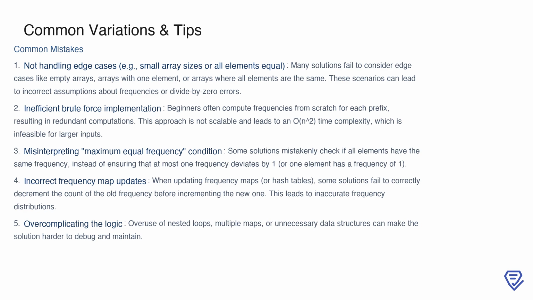Mistakes also occur in updating frequency maps. If you don't correctly decrement the count of the old frequency before incrementing the new one, your frequency tracking will be inaccurate. Finally, overcomplicating the solution with unnecessary loops, multiple hash maps, or excessive data structures can make debugging and maintenance much harder. Always aim for simplicity and clarity in your approach.